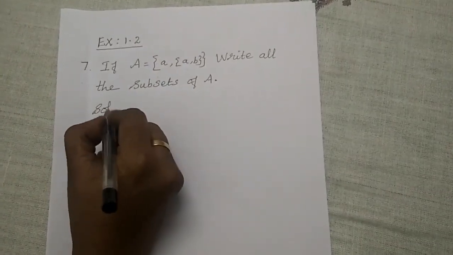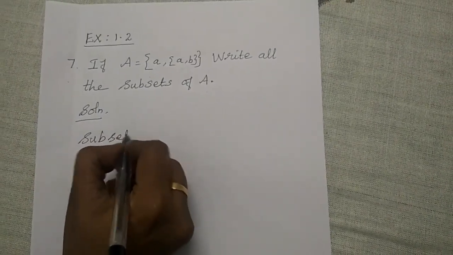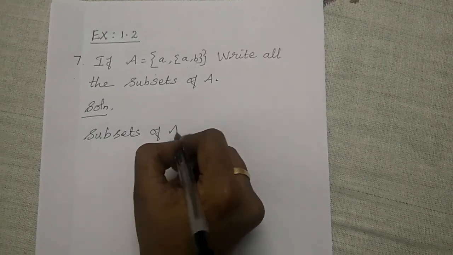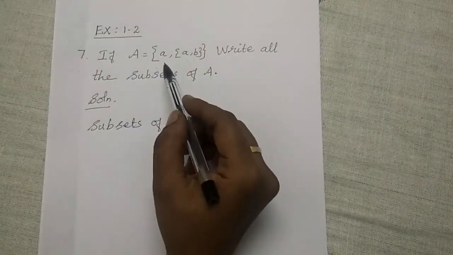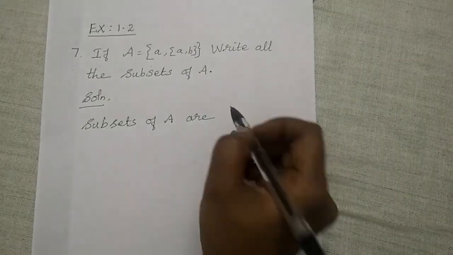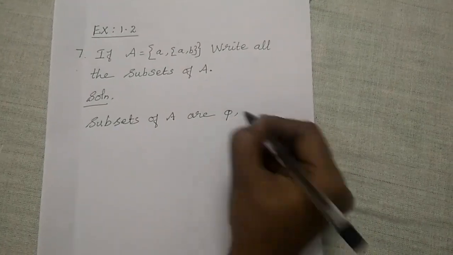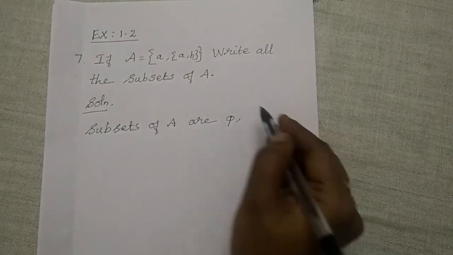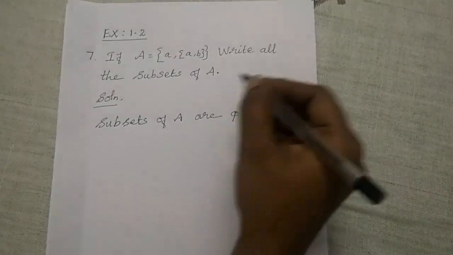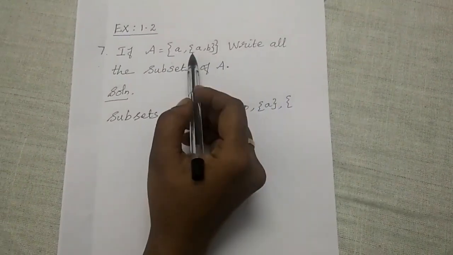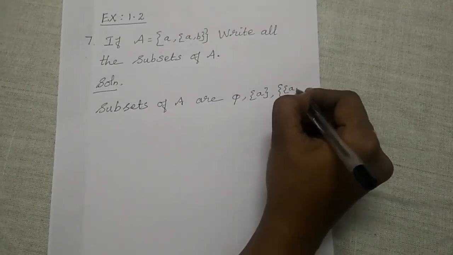Then solution, subsets of A are, what are the subsets? Every set has one null set, isn't it? So first we can write null set. Then this is one of the subsets. Next one, set of A. Then next one, set of next element. Next element is set of A comma B. Okay. So set of A comma B.